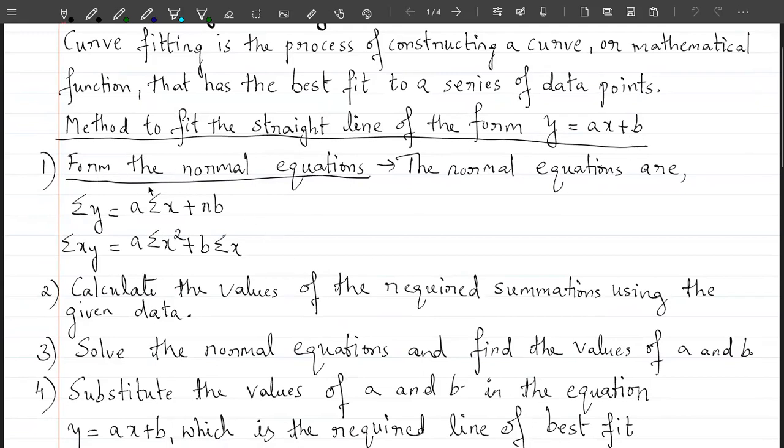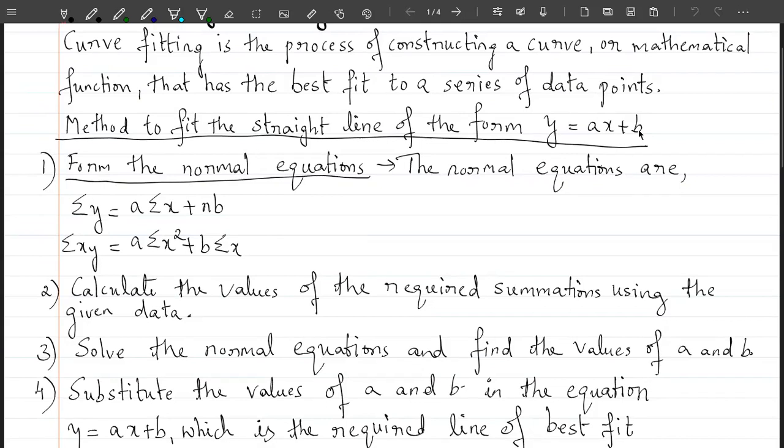So first what we do is we form the normal equations. The normal equations for this straight line can be obtained by taking these two equations, that is summation y equal to a summation x plus n into b, and summation xy equal to a summation x square plus b summation x. Now how do you get these normal equations? From this equation which is given to you here.